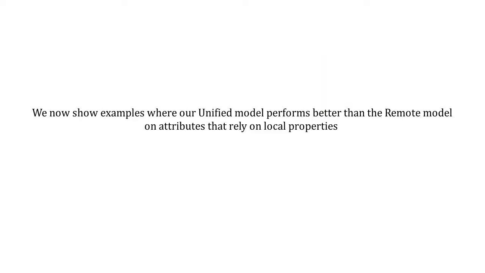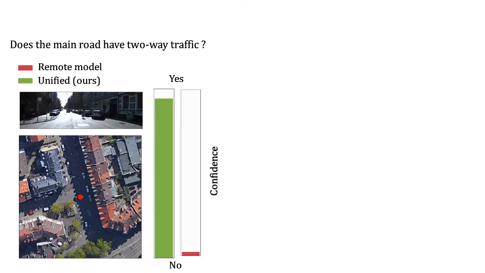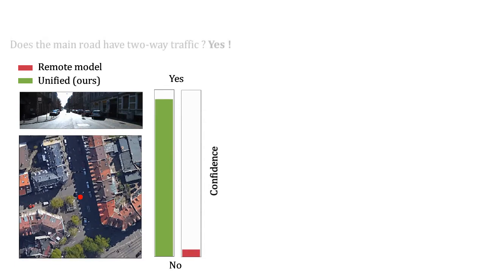We now show examples where our unified model performs better than the remote model on attributes that rely on local properties. First, we compare the performance of models on predicting if the main road has two-way traffic or not. The bar graph displays the confidence of our unified model and remote model, which uses only aerial imagery to predict if the main road has two-way traffic. If the confidence is high, then the model is inferring that the main road has two-way traffic.